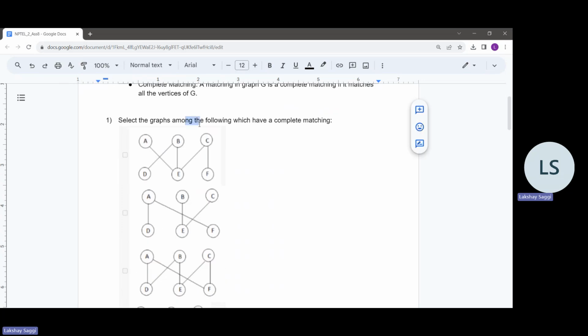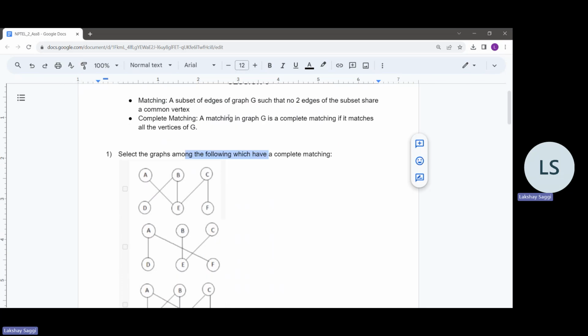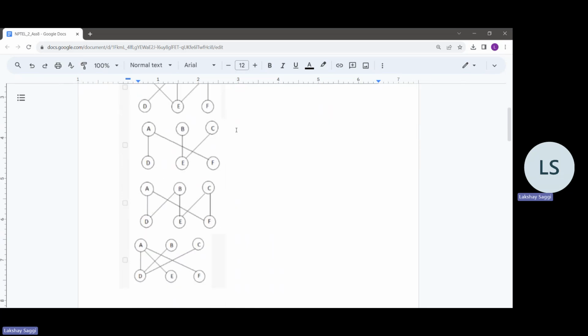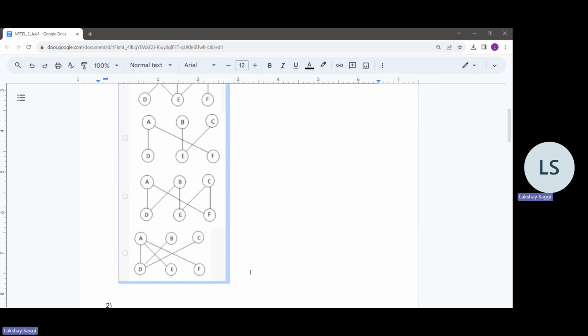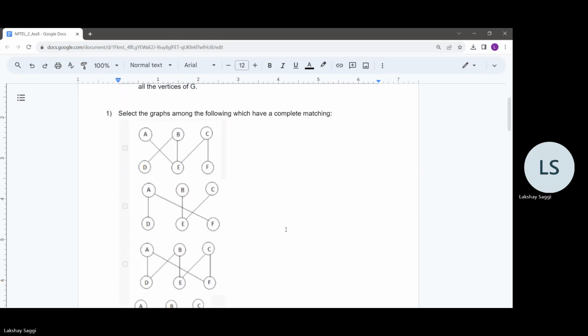So we have to select the graphs which have a complete matching. So what's a complete matching? A matching is a complete matching if it matches all the vertices of G. So all the vertices should be covered. So maybe we should look at this option by option. Let's look at all the options one at a time. So let's look at option A.